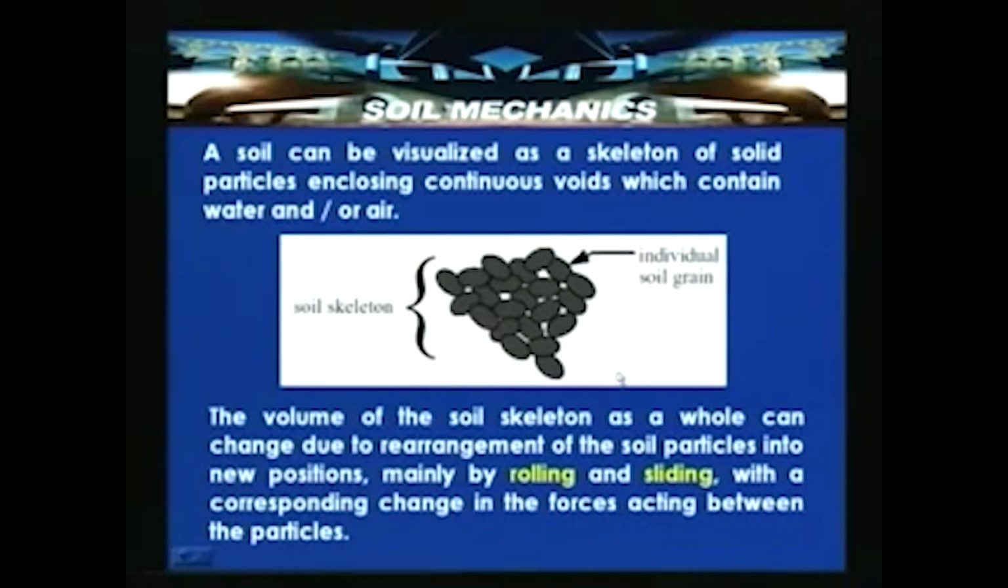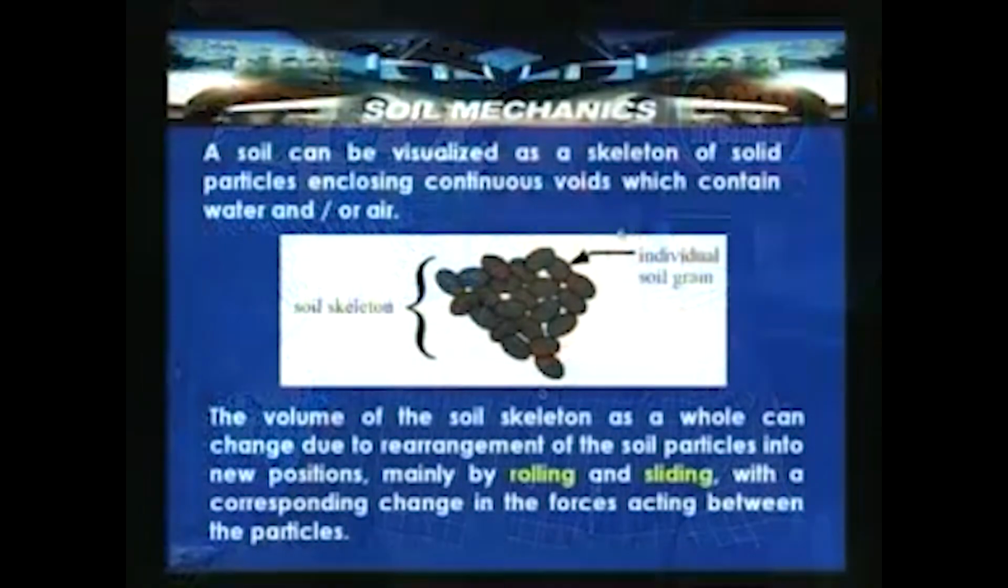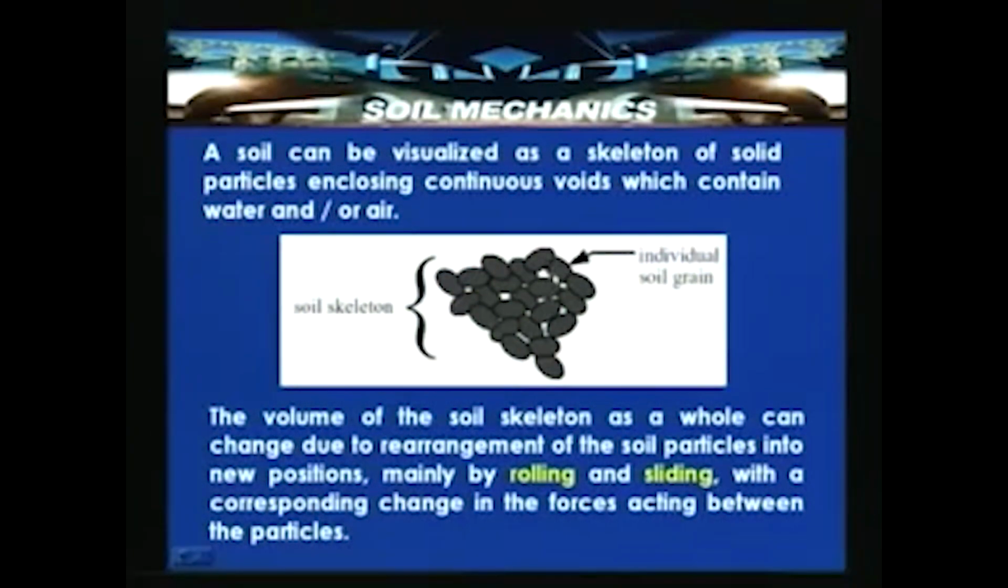As we have discussed earlier, we can visualize soil as a grain skeleton. As shown here, this is an individual soil grain, a typical one, with a certain fabric or arrangement, and this is the soil skeleton. So, a soil can be visualized as a skeleton of solid particles enclosing continuous voids which contain air or water.